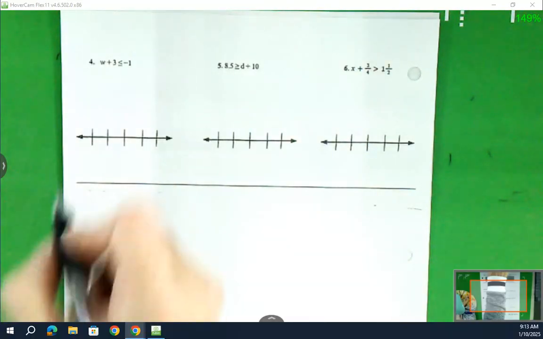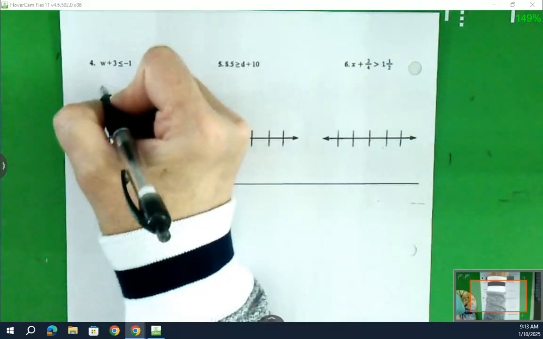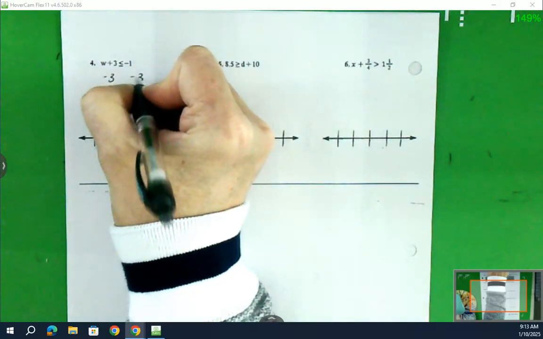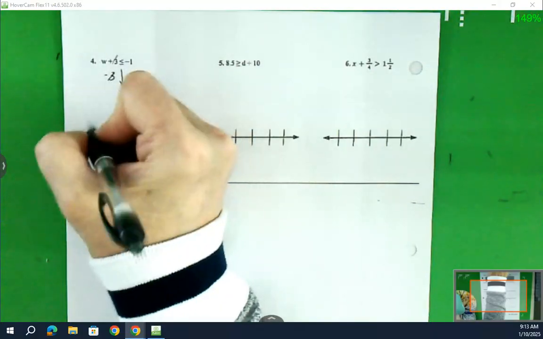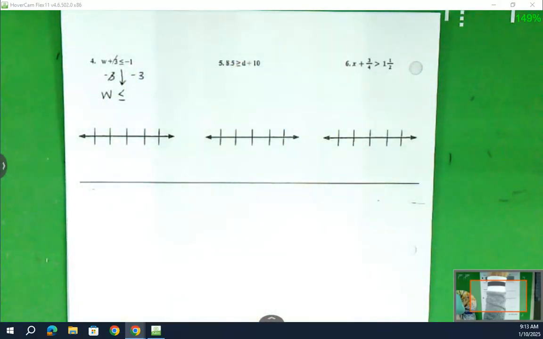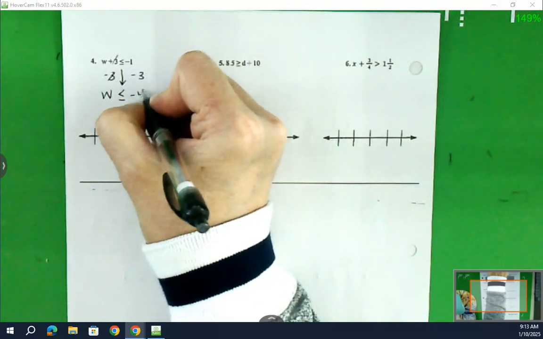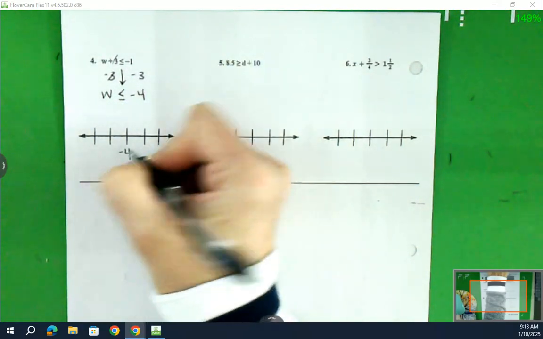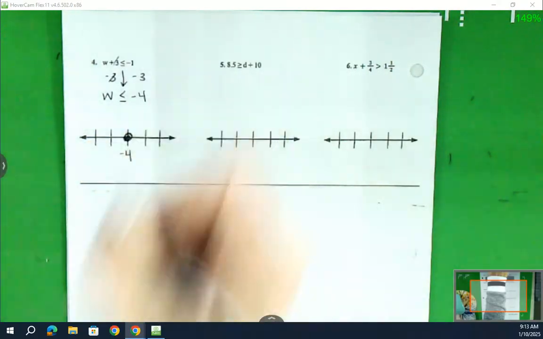All right, number 4, we have w plus 3 is less than or equal to negative 1. So we're going to subtract 3 on both sides, lining up that equal sign. We have our 0 pair there. We have w is less than or equal to, and then negative 1 minus 3 is negative 4. We're going to put negative 4 in the center. We do have the equal sign, so it's included in the data.